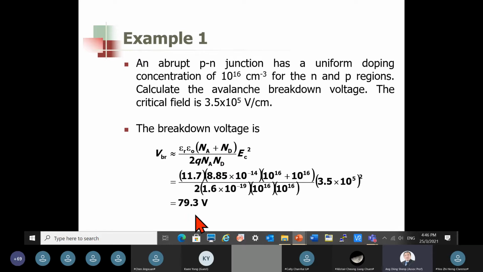The calculation is very simple, but just take note of the result. The order of magnitude of the avalanche breakdown voltage is typically several tens of volts. It can go up to several hundreds of volts as well. It all depends on the doping concentration.